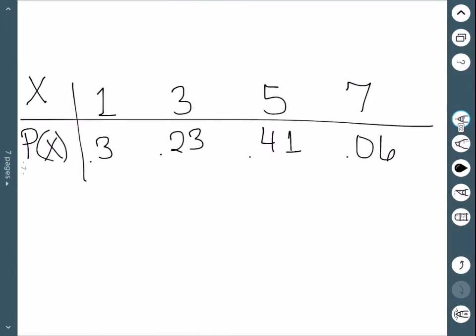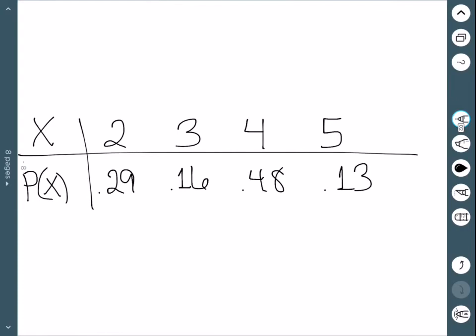Here, we just want to know, is this a probability distribution? The second rule is the easiest one to check. We can see that all these numbers are between 0 and 1. So now we just need to add them up and see if we get 1. 0.3 plus 0.23 would be 0.53. Plus 0.41 is now 0.94, plus 0.06 is 1. So yes, this is a probability distribution.